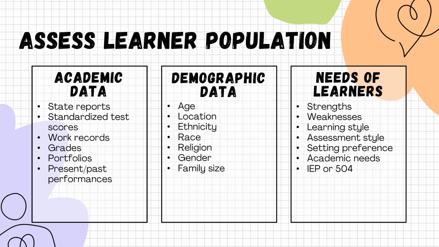In this category, you really want to get specific when you look at the strengths and weaknesses of your students, what their learning and assessment styles are, any preferences when it comes to setting, academic needs, and if students have an IEP or 504 plan. Of course, there are many other pieces of information to take into consideration, but these are just some ideas when starting to build your unit.